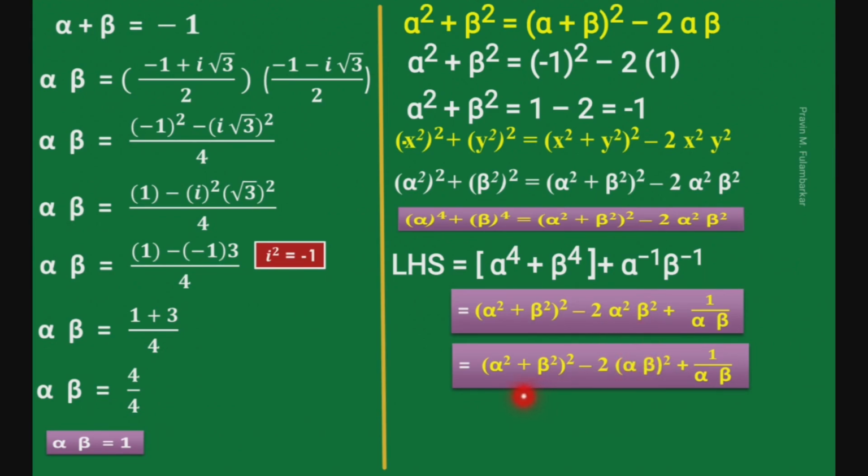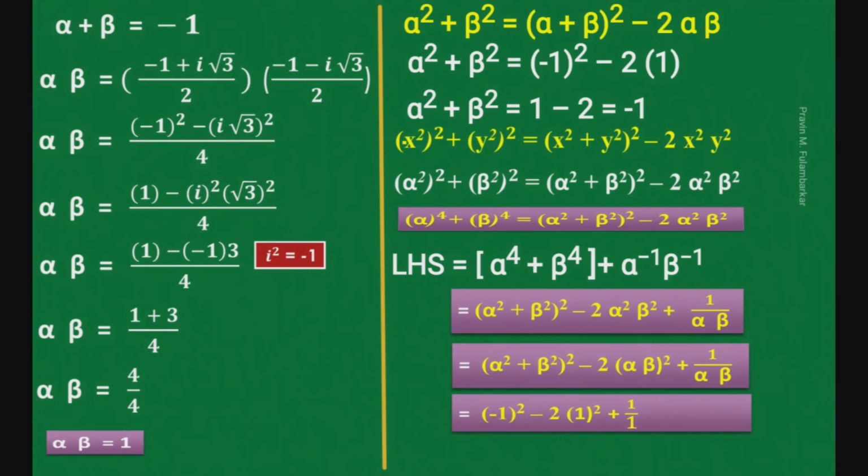Now we have the value of alpha square plus beta square, its bracket square, because we have the value of alpha square beta square. Then we have the value of alpha into beta, and we have the value here also of alpha into beta for substituting. So we write here alpha square plus beta square, which we calculated as minus 1. So we replace this alpha square plus beta square by minus 1 here. This alpha into beta we replace by 1, and this again 1 upon alpha into beta. So this alpha into beta we replace by 1.